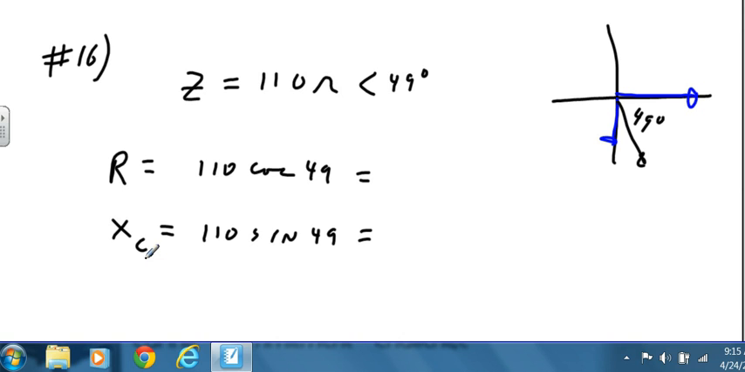110 times cosine 49 is 72, just two significant digits, 72 ohms. 110 times sine 49 is 83 ohms. And that's how we do that problem. Number 24.